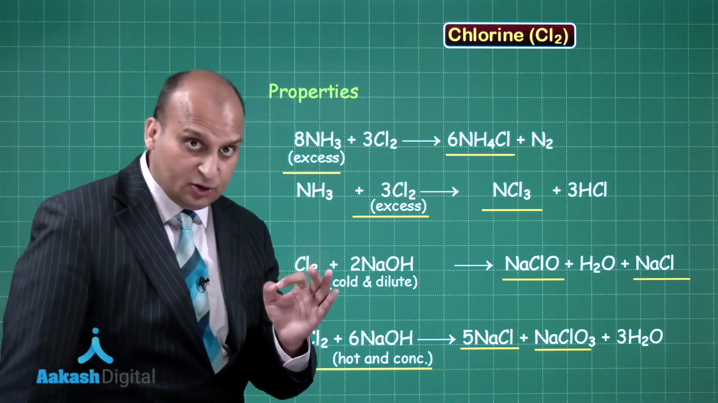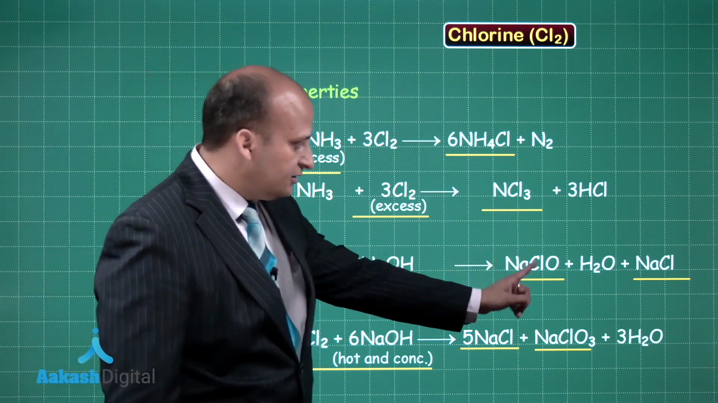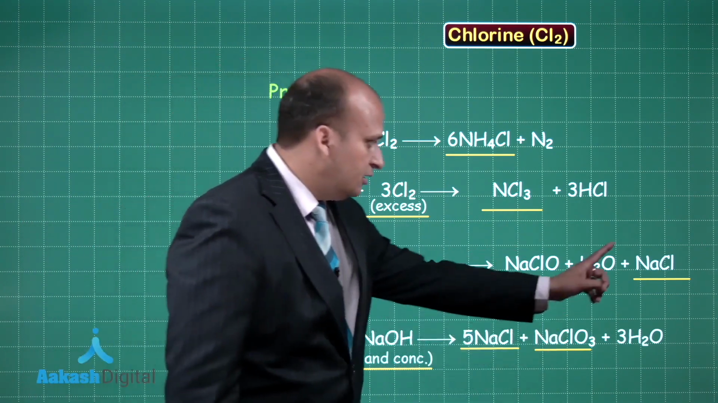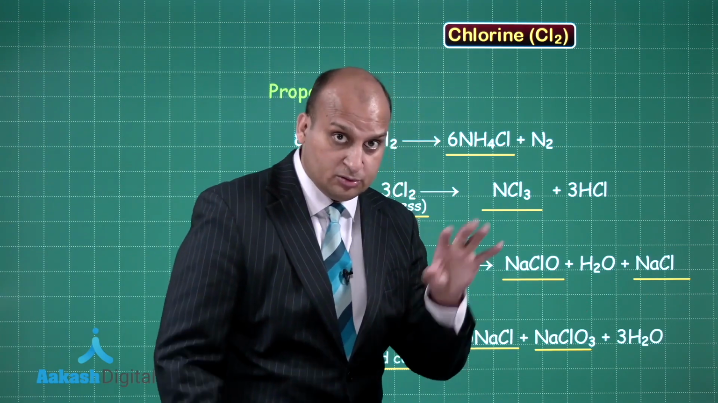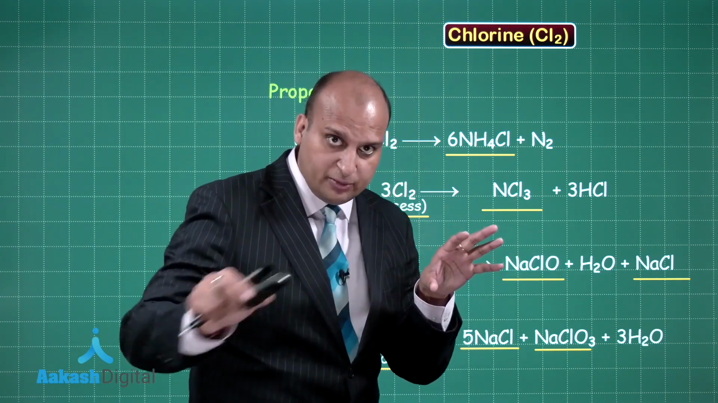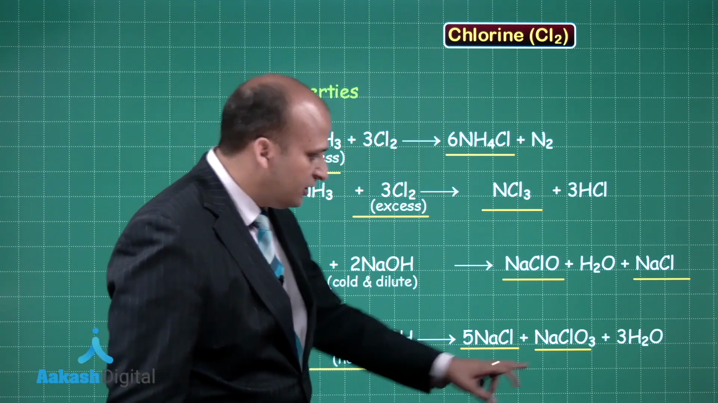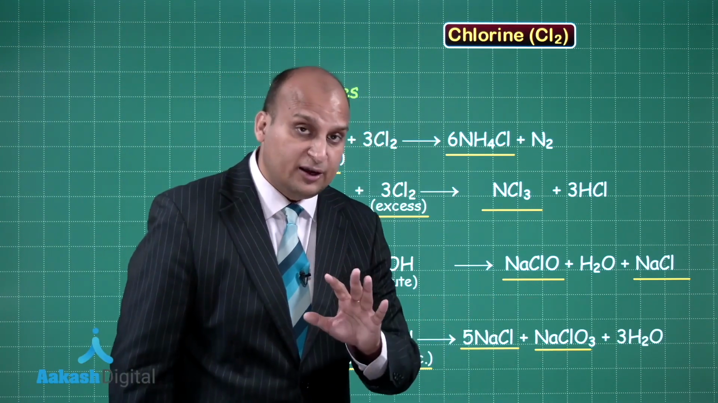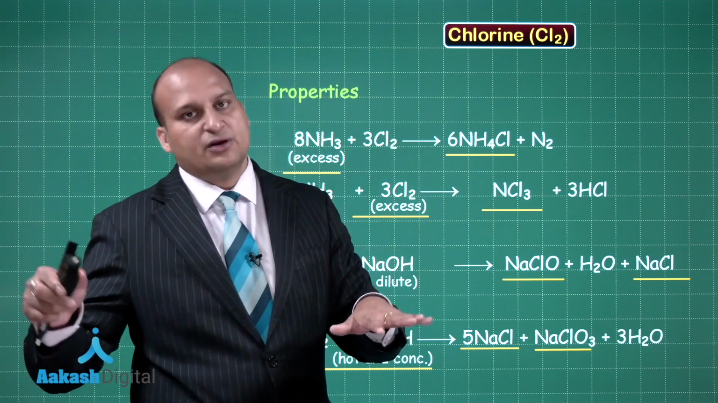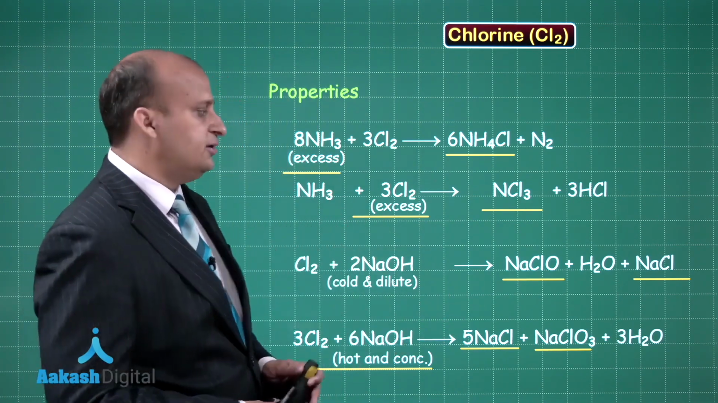Chlorine is having a zero oxidation state over here. In NaClO, it is +1, NaCl -1. So from 0 to +1 and 0 to -1, disproportionation. Here it is Cl is -1, in NaClO3 it is +5. So -1 and +5, once again disproportionation reaction.